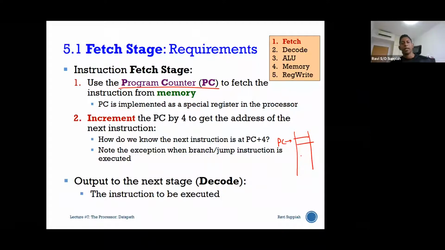And the moment I fetch one instruction and send it into the processor to start executing, I'll automatically increment to PC plus 4. Why? Because every instruction is one word, 4 bytes long, so I automatically increment by 4. So that is basically the objective of the fetch stage. And once the instruction is fetched, it will automatically go to the next stage, which is the decoding stage.